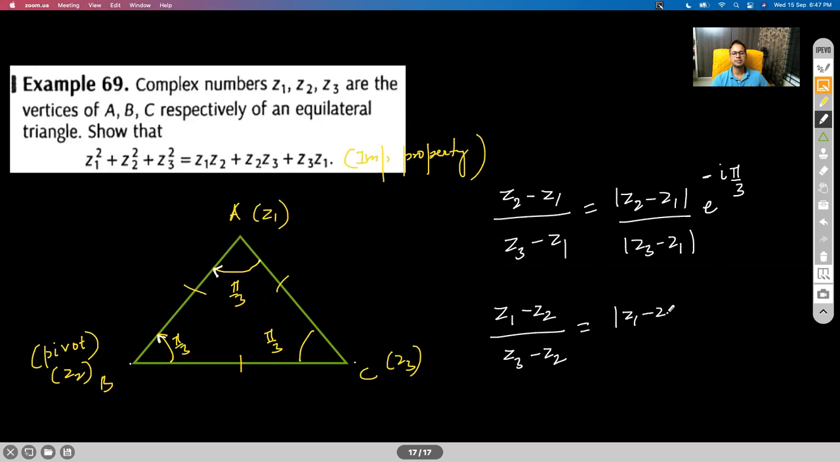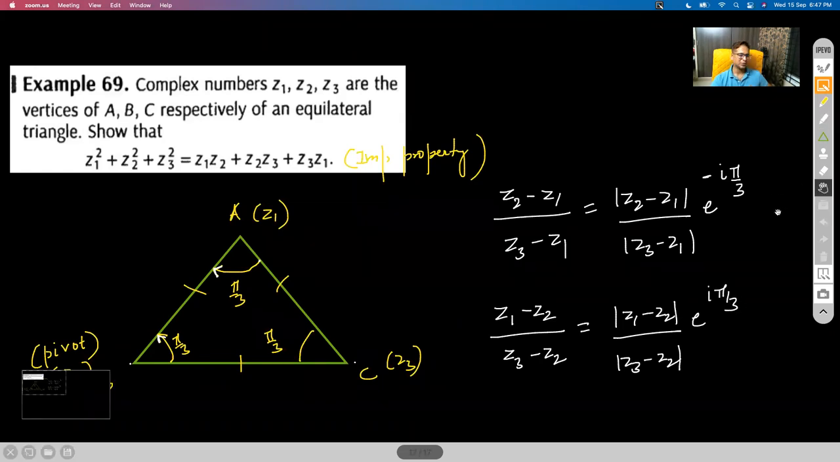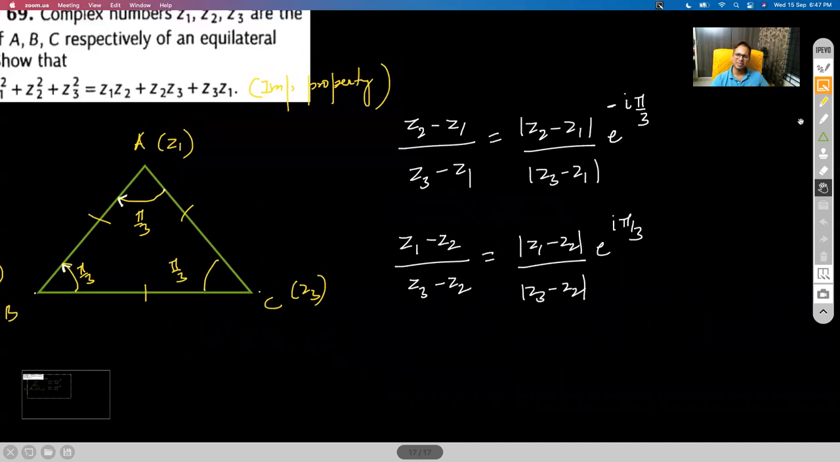I hope this expression makes sense. And since her direction of the angle was clockwise, I will write e to the power i pi by 3. Okay. Now, for any two of the vertices I have chosen, I have written a CONI formula. Now, from here, I am going to derive my result. How? Everybody, please pay attention.